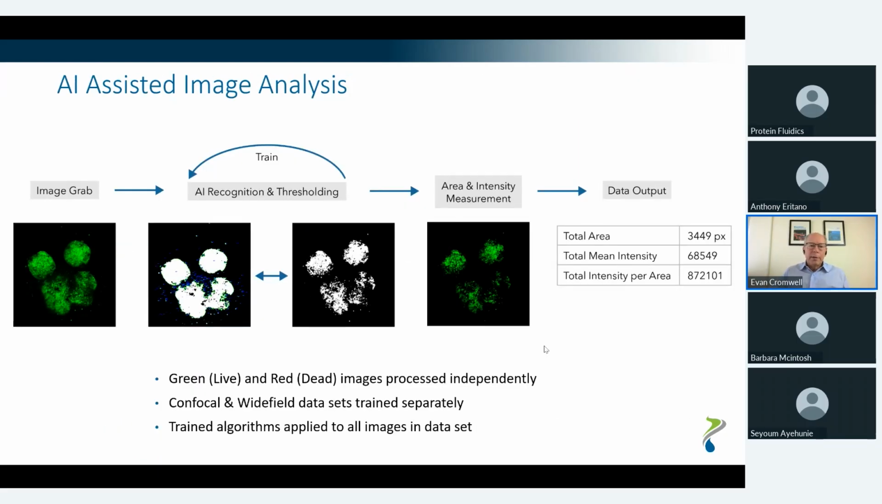Now for image analysis, we wanted to really push the boundaries and use AI-assisted algorithms to do this. These are open source algorithms, and we can give more information if you're interested. You really take the images of your spheroids, and train the AI recognition and thresholding algorithms to identify what's a spheroid. We do this in the green and the red images separately. From that data set, the area, intensities, total intensity area, all the usual suspects of information you would get out from these, we could then use to look at viability and determine IC50.